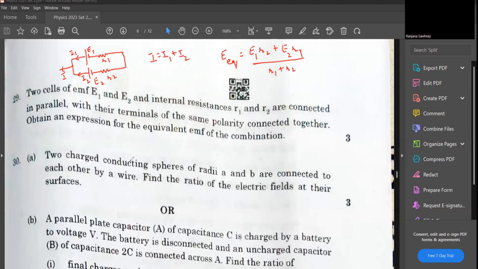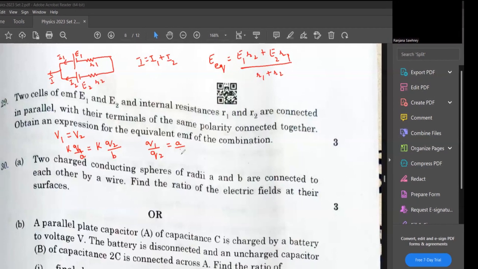Next is two charged conducting spheres of radii A and B are connected to each other by a wire. Find the ratio of the electric field. Whenever two conductors are connected by a conducting wire, the potential becomes the same. So the potential of the first sphere will be equal to the potential of the other sphere, potential KQ by R. Let the first sphere have a charge Q1: K Q1 upon A equals K Q2 upon B. So from here, Q1 upon Q2 is equal to A upon B.